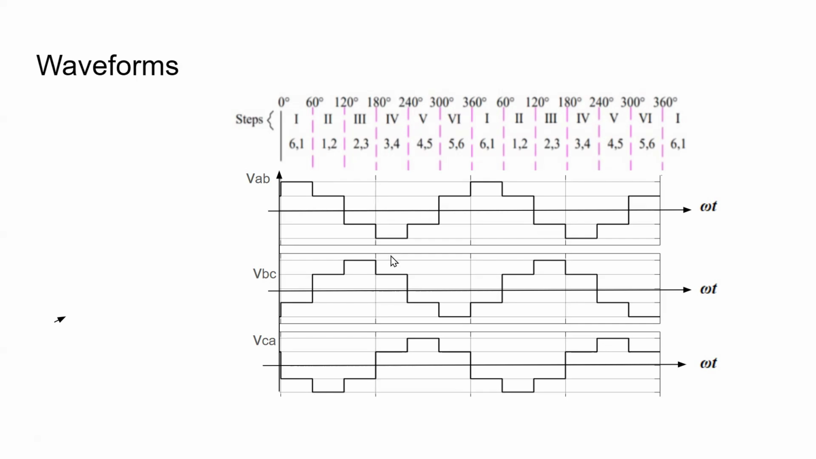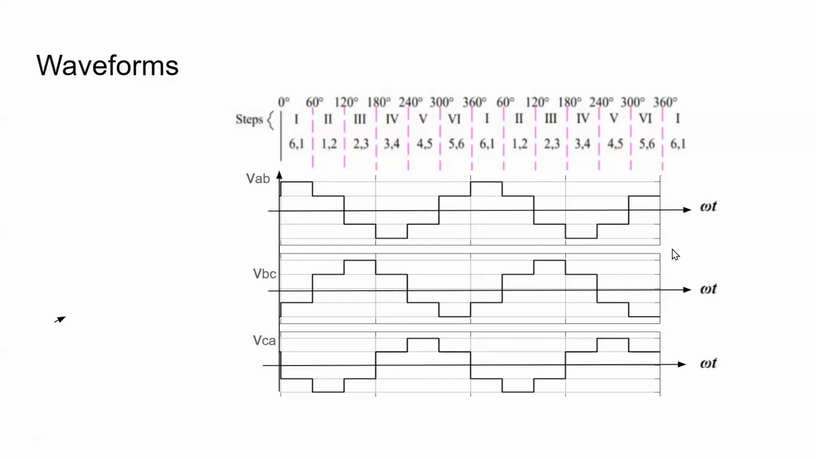For mode 4, VAB equal to minus Vs, VBC is equal to plus Vs by 2, and VCA is also equal to plus Vs by 2. And for mode 5, VAB is equal to minus Vs by 2, VBC is equal to minus Vs by 2, and VCA is equal to plus Vs. For mode 6, VAB equal to plus Vs by 2, VBC is equal to minus Vs, and VCA is equal to plus Vs by 2. The next cycle again is repeating. So we have drawn the waveforms of VAB, VBC and VCA for 2 cycles.